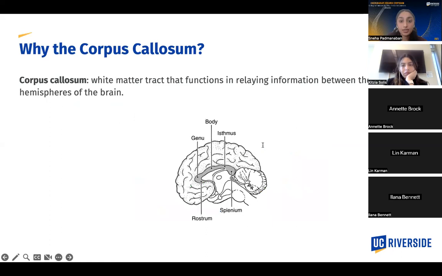So utilizing these measures, we examined the corpus callosum because it's a white matter tract that functions in relaying information between the two hemispheres of the brain, and it's known to severely degrade during Alzheimer's disease. Accumulation of beta amyloid plaques in the corpus callosum creates glial cell imbalance and therefore disrupts its integrity. In this picture, it shows an image of the corpus callosum and the different subsections of it, and I specifically looked at the genu, body, and splenium.